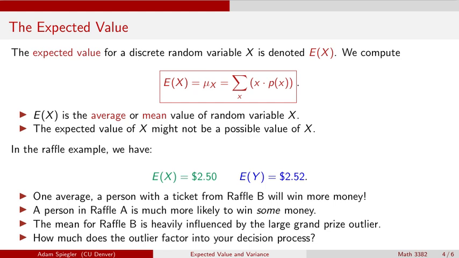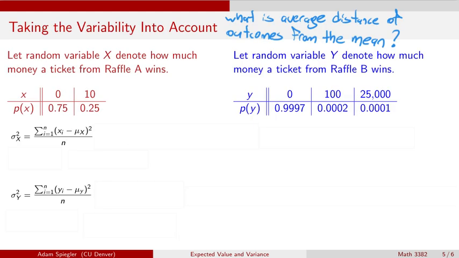And so weighing some of these other factors into consideration, we may want to explore other properties of these random variables that take things such as the variability of the winnings into consideration. Okay, so in addition to considering the expected value for tickets in each of these raffles, let's take into account now the variability. How much variability can we expect in the amount of money that we might win?